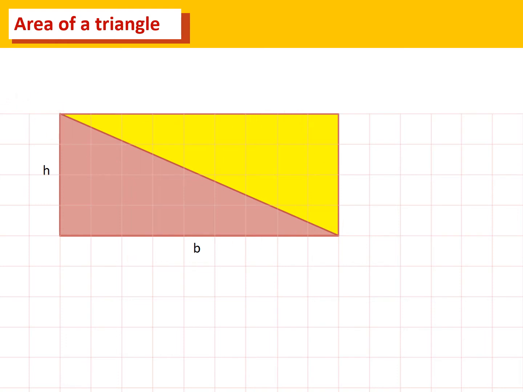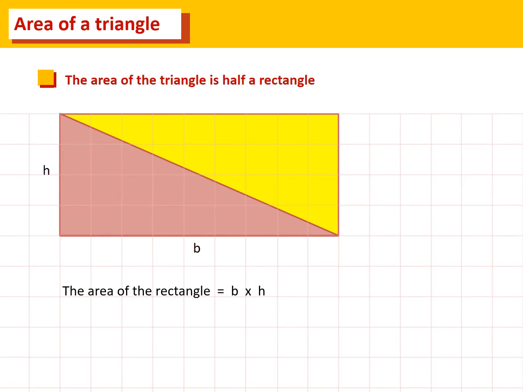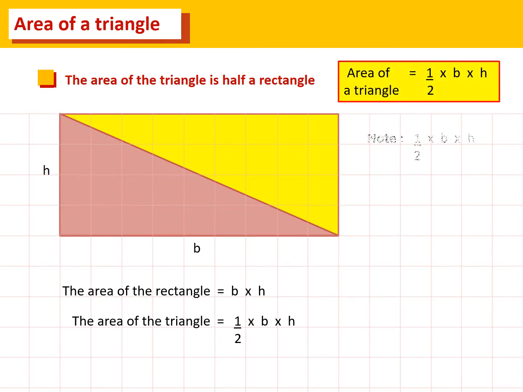And we know that the area of a rectangle is base times height, which gives us therefore the area of the triangle being half the rectangle is half times base times height. And just to note that we can write half times base times height as base times height divided by 2. It's the same thing.